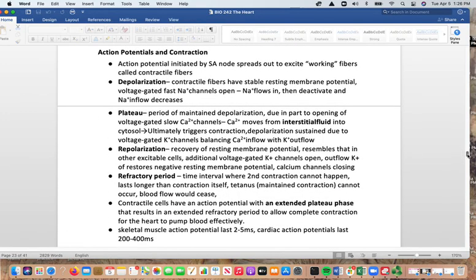So the action potential that's initiated by the SA node is going to spread out and excite the working fibers, which are your contractile fibers. So with depolarization, you're going to have the contractile fibers have a stable resting membrane potential. There are going to be voltage-gated fast sodium channels that open and the sodium flows in and then deactivates, and the sodium flow in decreases.